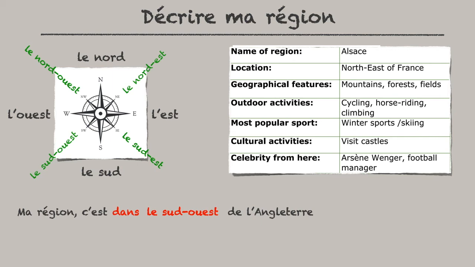Hiver, winter. Les sports d'hiver, on peut faire du ski. You can do skiing. Cultural activities, visiter des châteaux, visit castles. And the personne célèbre, the famous person was Arsène Wenger. Good, I hope you got on okay with that. The good thing about the video is you can go back, listen again, see if you can hear those answers. If you didn't hear them the first time, you can do as much practice as you want on this.